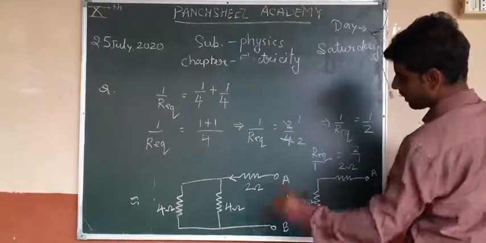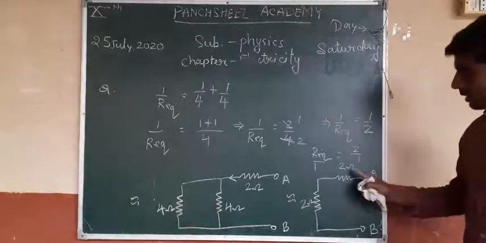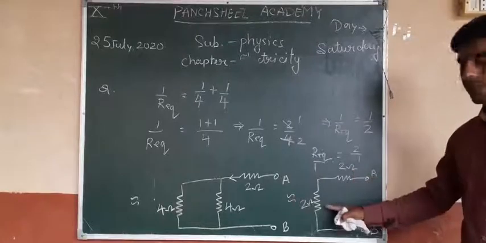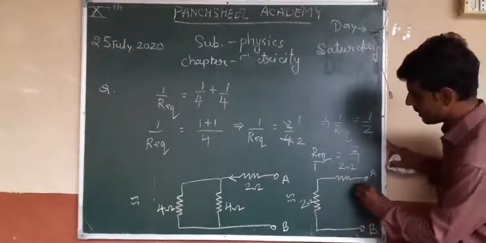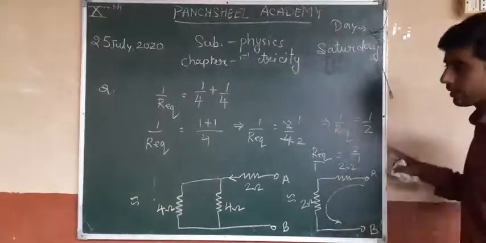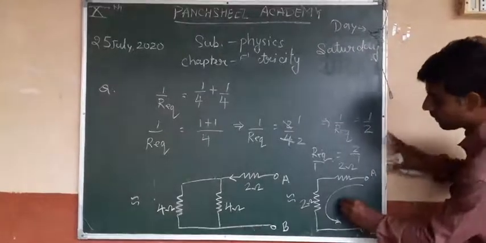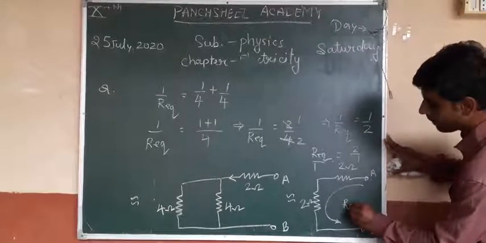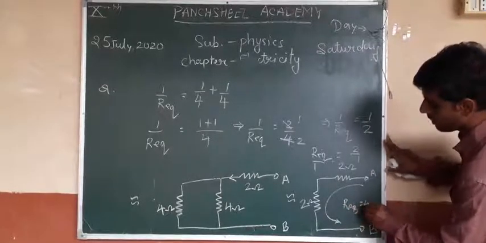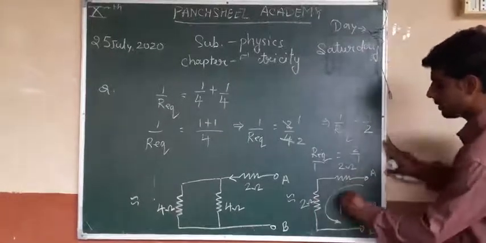Okay. Now this 2 ohm resistance and this 2 ohm resistance, are they in series or parallel? Series, because the current is the same in these two resistances. So what is the value of these two resistances? We can easily find RAB equals what? 4 ohm resistance. Why 4 ohm resistance? Because 2 and 2 is 4.